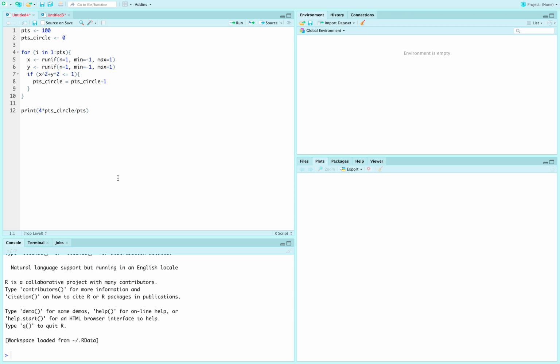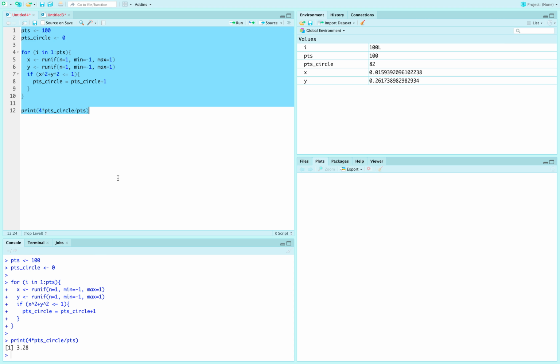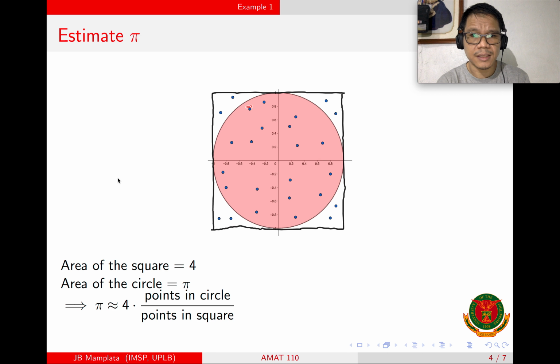So kung meron tayong 100 points to be thrown inside the square, so 3.28 is the approximate value for pi. But since ang kinonsider natin ay 100 points lang, medyo malayo yung 3.28 from our expected value. So one way to increase the accuracy of our estimate is to increase the number of points.